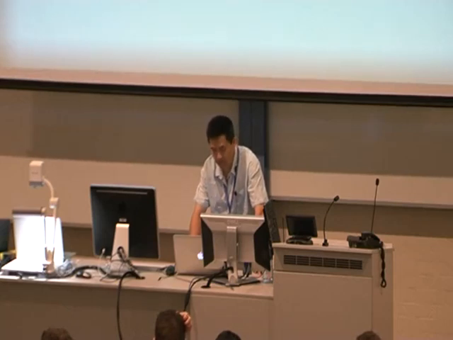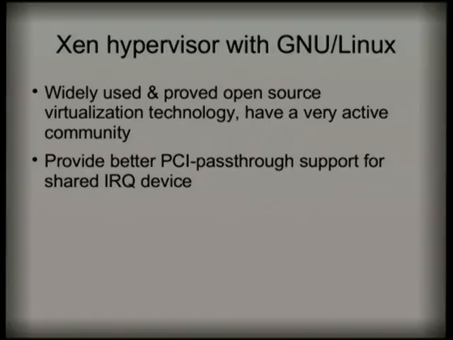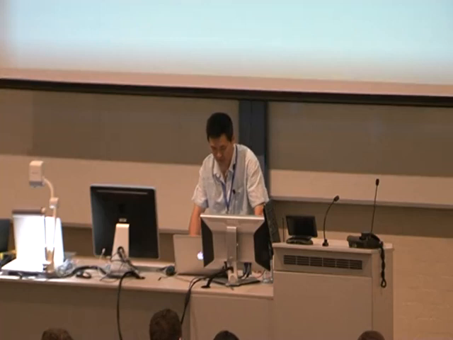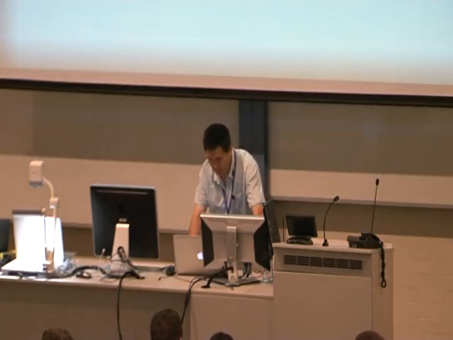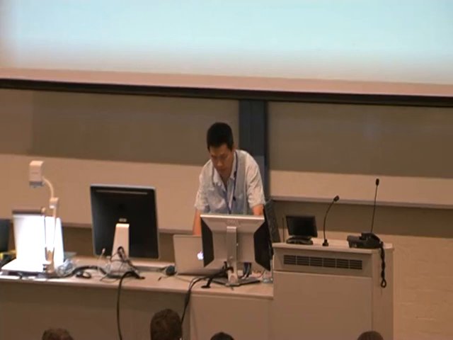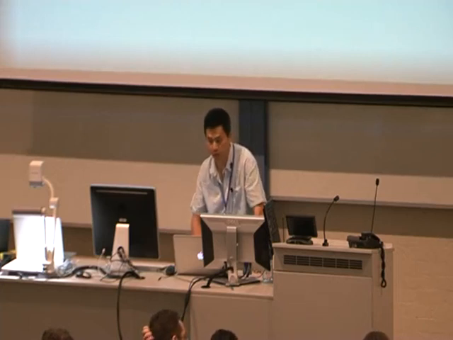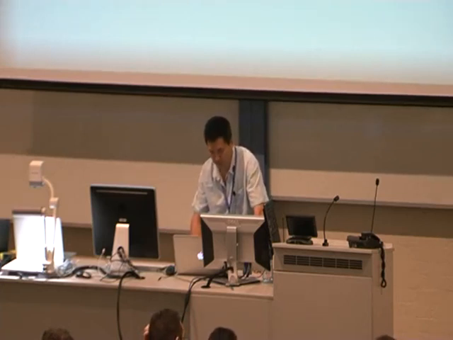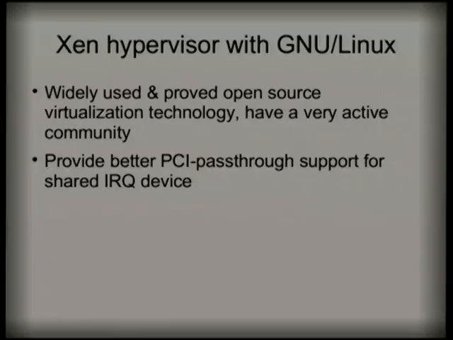Also, this is actually the main reason we chose Xen over KVM, because at the time when we set up this networking lab, the wireless network card we're using shares the IRQ with the USB controller of the motherboard, and KVM doesn't support PCI pass-through for shared IRQ devices.